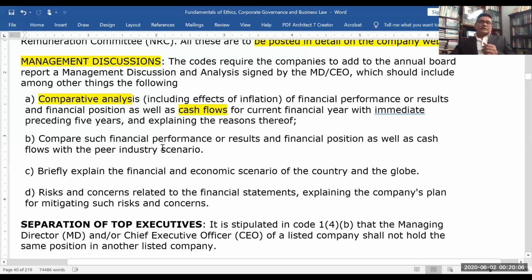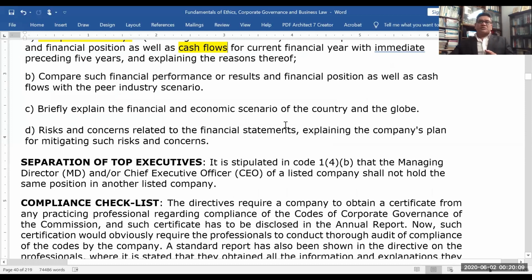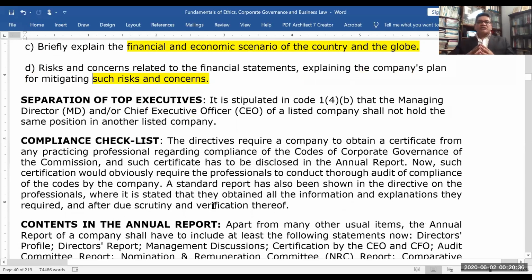Okay, then compare the financial performance and results and financial position as well as the cash flow with the peer industry scenario. Then briefly explain the financial and economic scenario of the country and the globe, risks and concerns relating to the financial statements, and explain the company's plan to mitigate the risks. Okay. That also covers separation of top executives: the director and CEO of a listed company shall not hold the same position in another listed company. Okay.